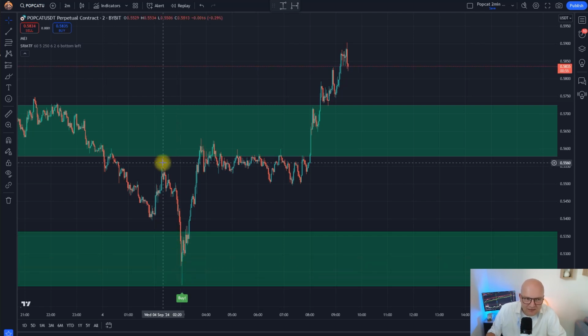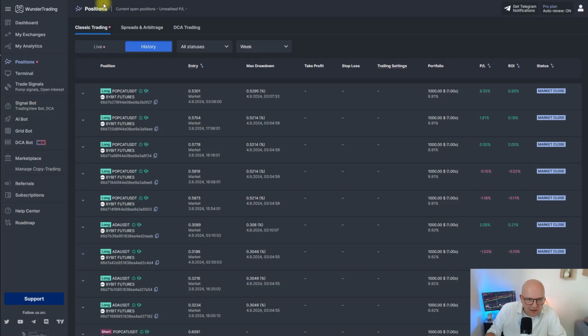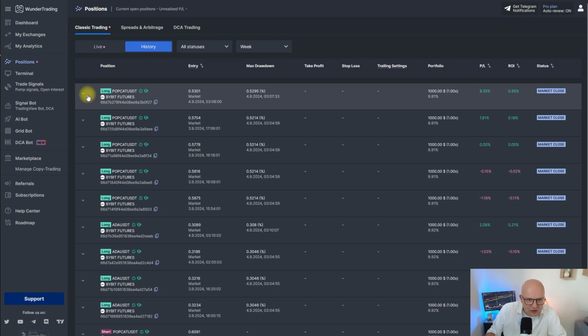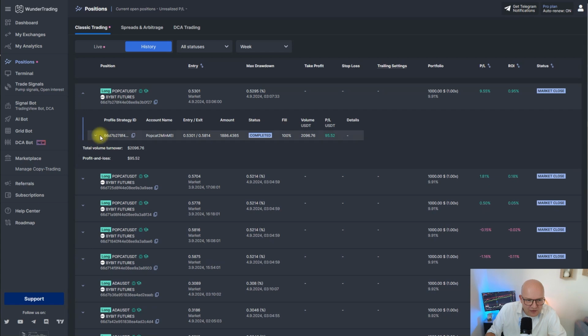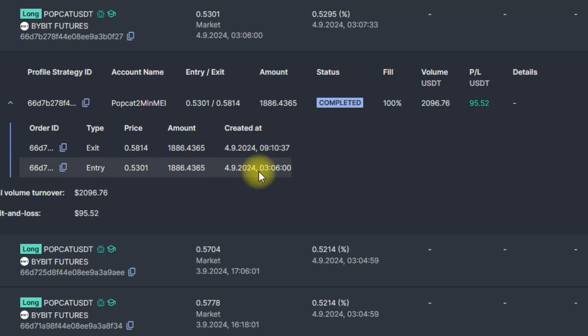So for these signals, whenever I cannot be in front of my screen, I want them to be engaged automatically. For the beginning, I did this for ADA and for Popcat. You can see, for example, the last signal here in Popcat that was engaged last night. With the help of a so-called webhook, the Wunder trading software engaged into the long trade, so the entry here at 53.00 was at, as I said, 3 a.m. last night. Then this morning, when I came into the office at 9:10, I manually closed the trade. Nice profit here of $95.